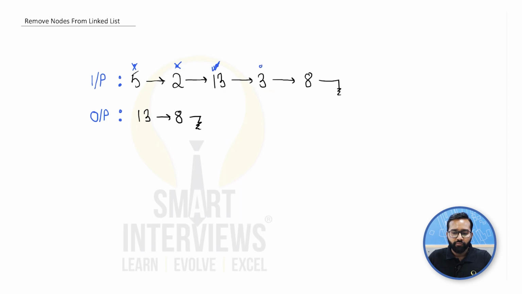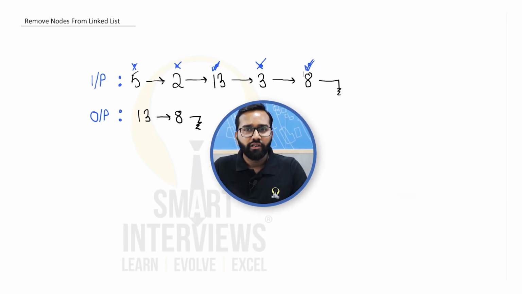For node 3, max on the right is 8, so 3 should be removed. For node 8, max on the right is say 0, so 8 should also stay. Hence, the output contains 13 and 8. If we try to implement this exact logic, for every node we will iterate on the right side, find the max, compare the current node with the max node. If the max is greater than the current node, we will not add the current node to the output. If the max is smaller than the current node, we will add the current node to the output.